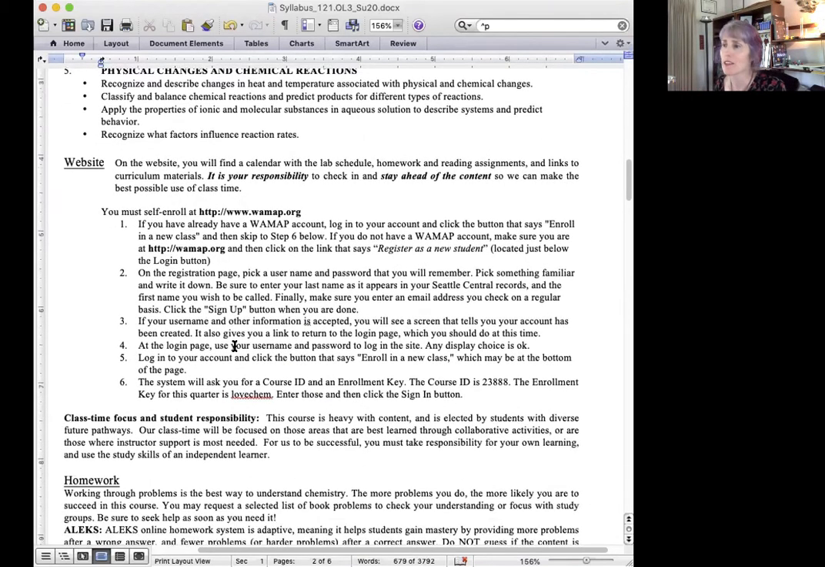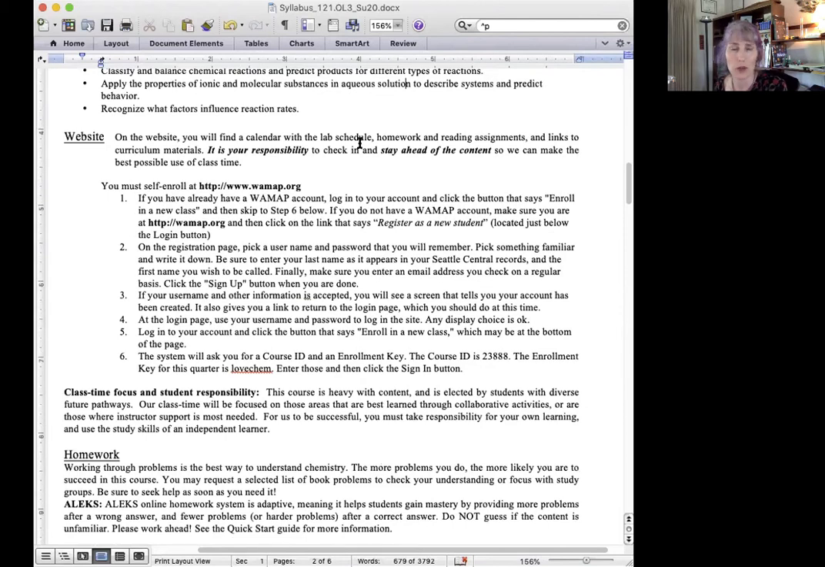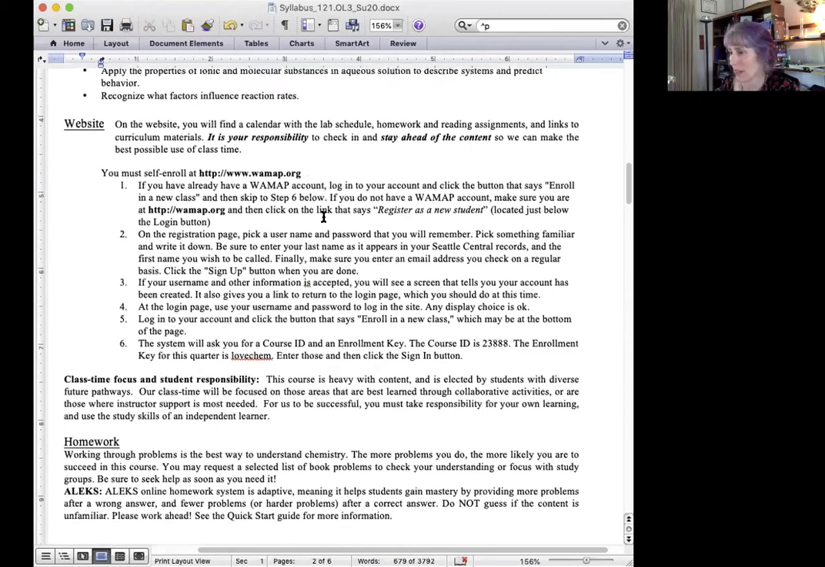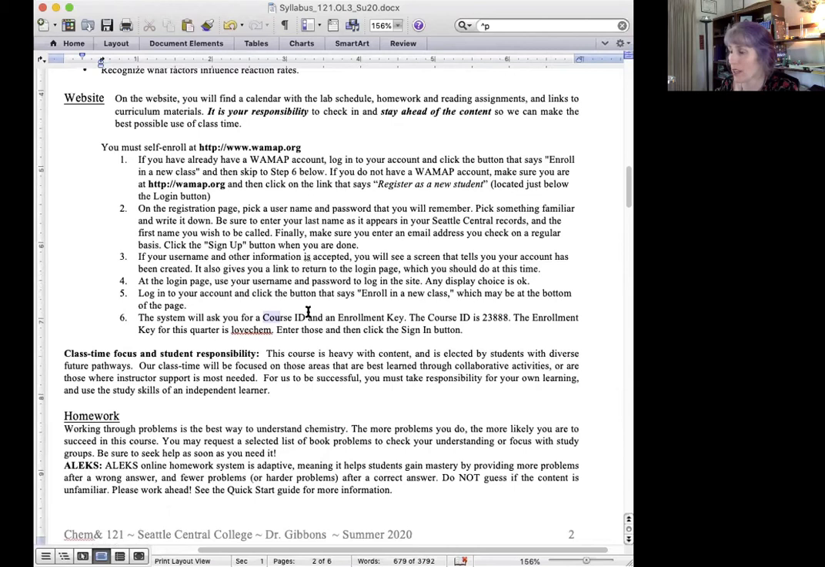Go ahead and self-enroll at wamap.org. You'll make an account. Please use whatever name you'd like to be called as your first name, but make sure that your last name matches enrollment. That's very helpful for me. And you'll enter the course ID and the enrollment key, and then that'll get you into the class. So take a look at our WAMAP tour to get an orientation to our website.